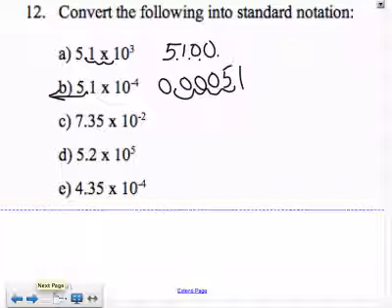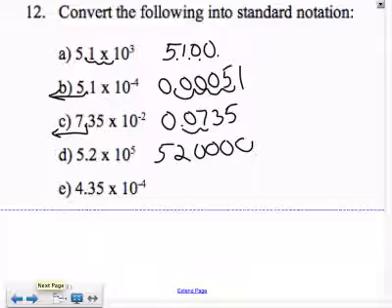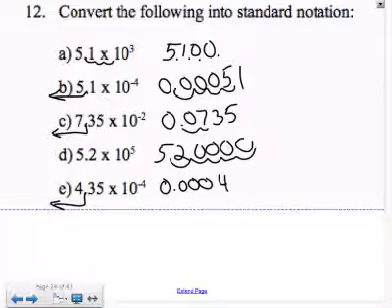7.35 times 10 to the negative 2nd means, again, I'm moving to the left, and I'm moving it twice, so I'm going to end up with 0.0735. That's 1, 2 moves. 5.2 times 10 to the 5th means 5, 2, 0, 0, 0, 0, because I had to move that 1, 2, 3, 4, 5 times to the right. Positive exponent, big number. 4.35 times 10 to the negative 4th, negative exponent means it's going to be a decimal, so I got to move it that way 4 times. 0.000435. I moved it 1, 2, 3, 4 places.